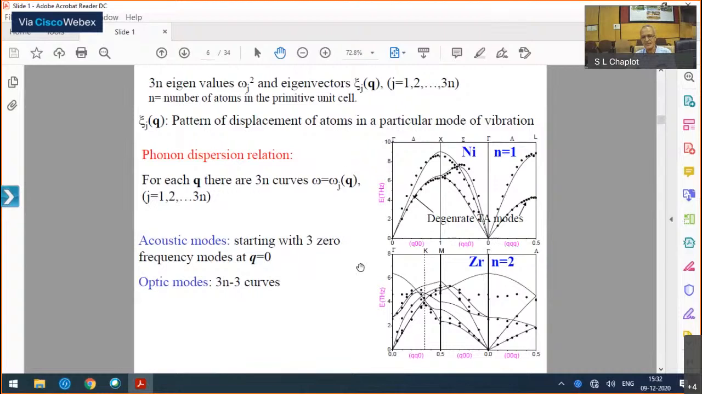So for example, if you take a phonon here, it will have an eigenvector which is a 6-dimensional vector, and in the 6-dimensional vector, the first 3 terms will give the displacement of the first atom in the primitive cell, and the second 3 components will give the displacements of the second atom in the primitive cell, and so on. Okay.